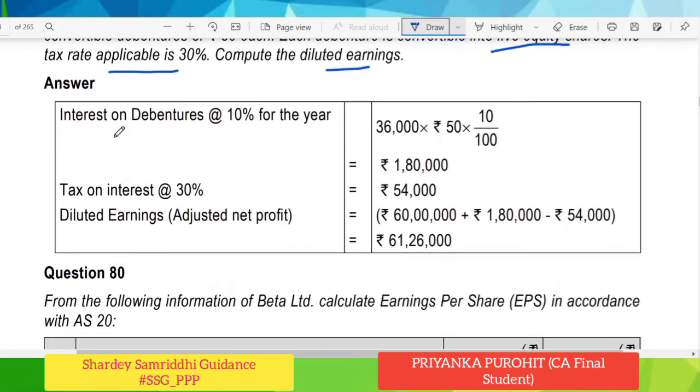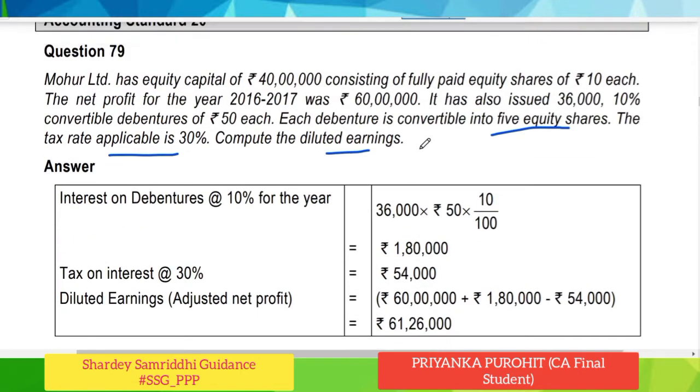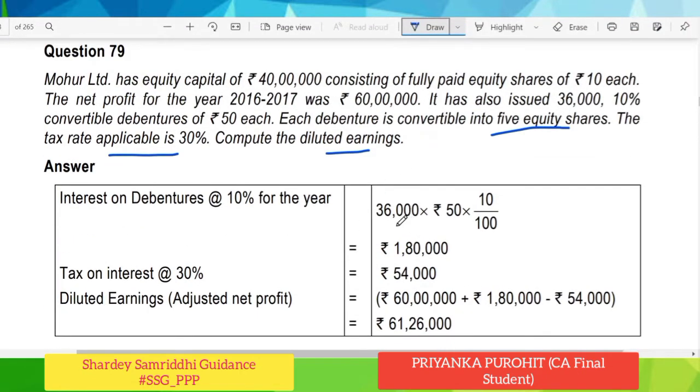So first, the interest on debentures at the rate of 10% for the year, we have to compute that. 36,000, that is the number of convertible debentures, into their price, that is 50, multiplied by 10%. We will get the interest on debentures, that is 1,80,000. This interest we will be saved from paying because the debentures will now be converted into equity shares.